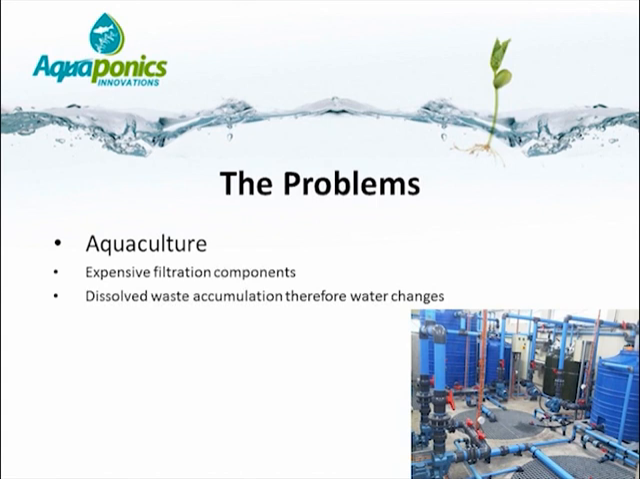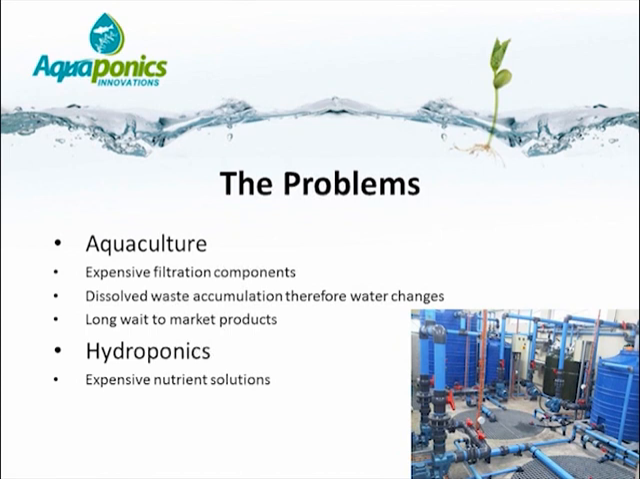Also, with most aquaculture products, there's a fairly long waiting time to market. Typically, this would be in the region of 8 to 12 months. Hydroponics, on the other hand, has expensive nutrient solutions. The media is in bags or in pipes, and due to the small volume, can rapidly increase in temperature or decrease in temperature during the day. Furthermore, the flavors are also very bland of crops produced hydroponically.